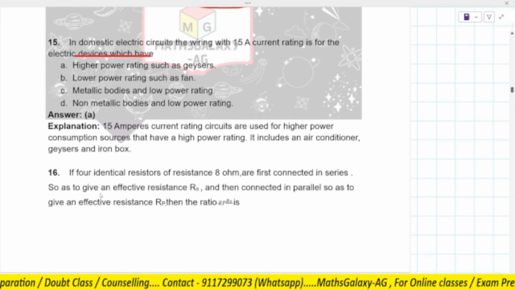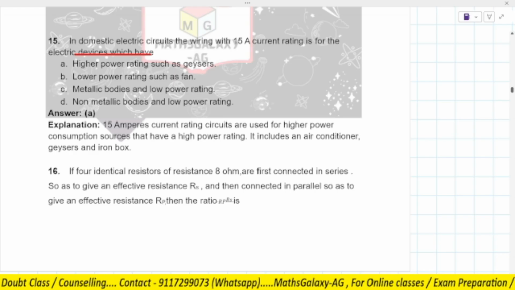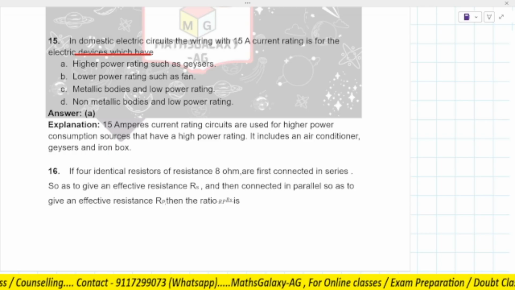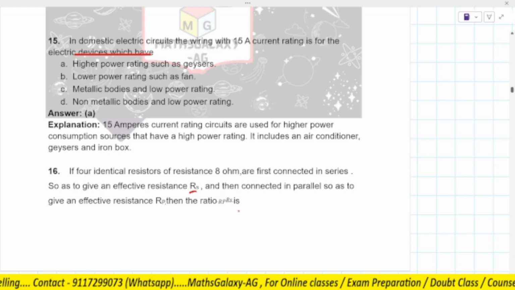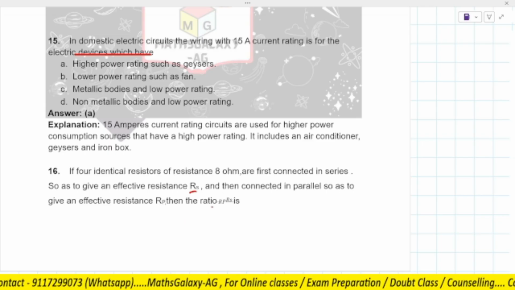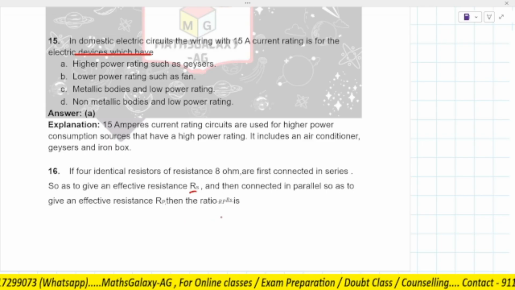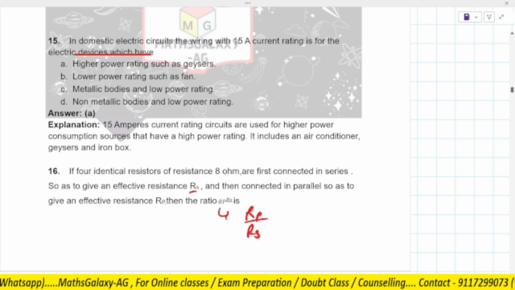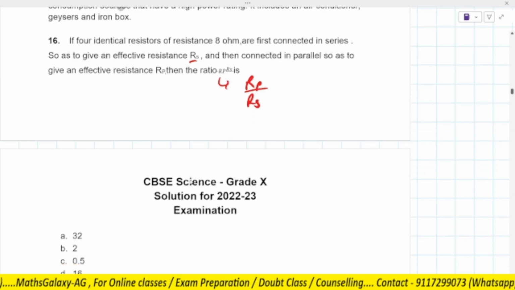If four identical resistors of resistance 8 ohm are first connected in series so as to give an effective resistance Rs, and then connected in parallel so as to give an effective resistance Rp, then the ratio, here it should be Rp by Rs. You have to find the ratio of Rp by Rs. Okay, so what will it be?